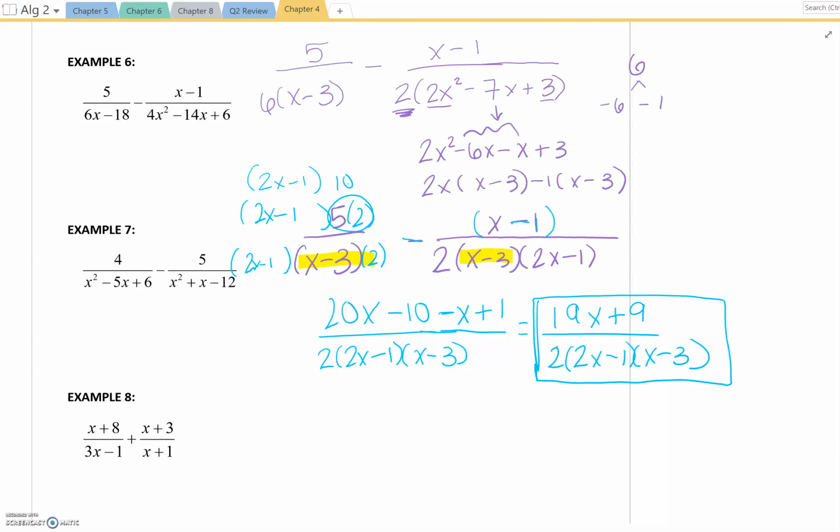Okay, make sure you have that copied down because I am going to erase it so I have room for the next problem.